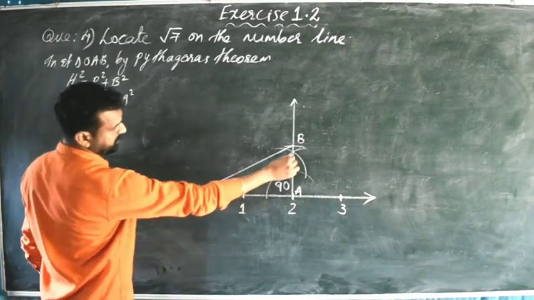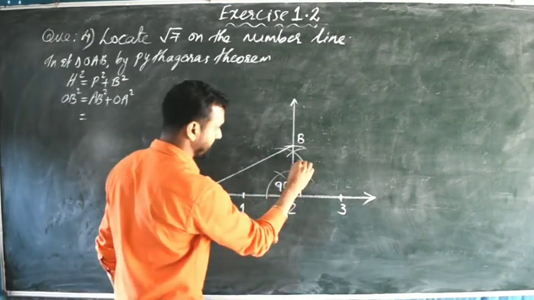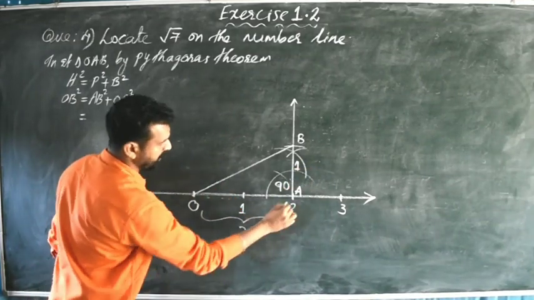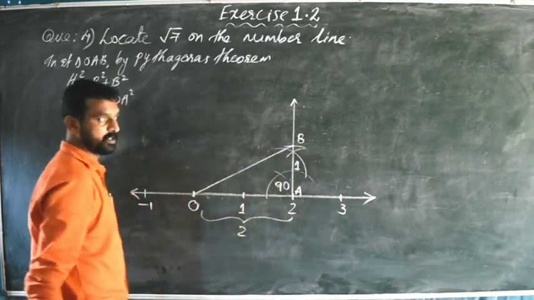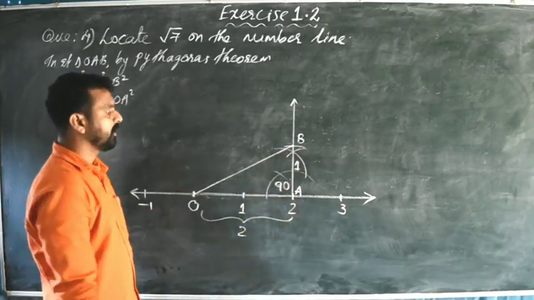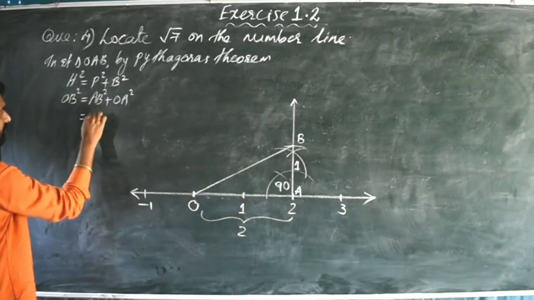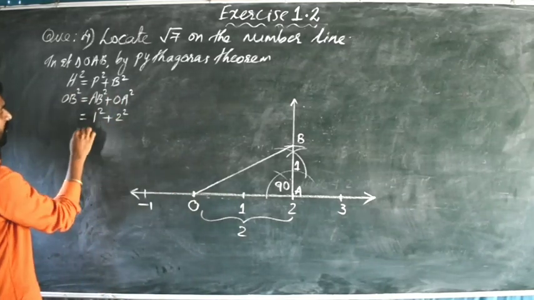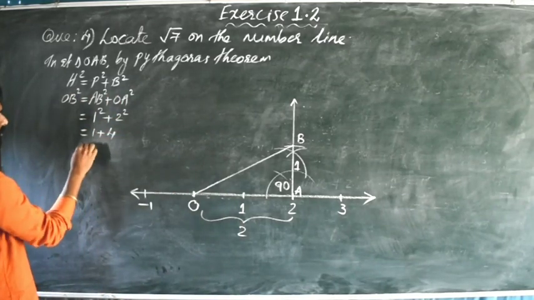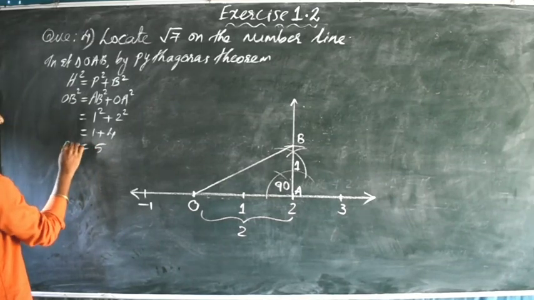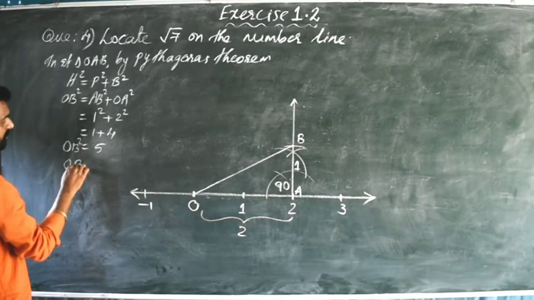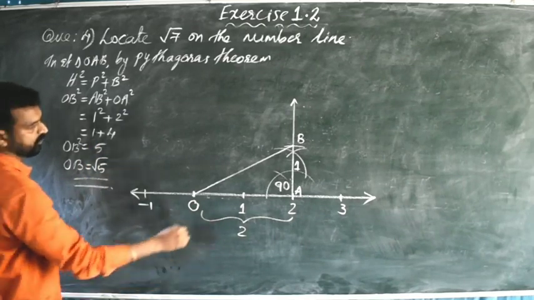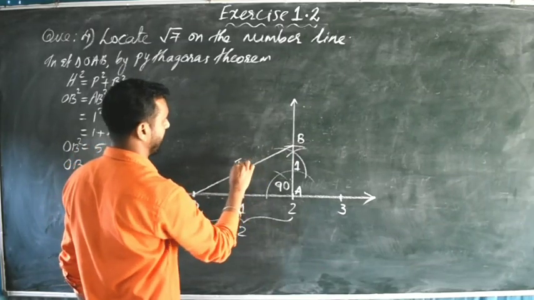AB is equal to 1 unit, you have to mark it 1, and this one OA is equal to 2 units. Now AB is equal to 1, so AB square is 1 square, plus OA is equal to 2 units, so 2 square. 1 square is 1, plus 2 square, 2 twos are 4. 1 plus 4, that is 5, that is OB square. Therefore OB is equal to, square transposing to the right side, it becomes square root of 5. So the OB length we got is root 5.